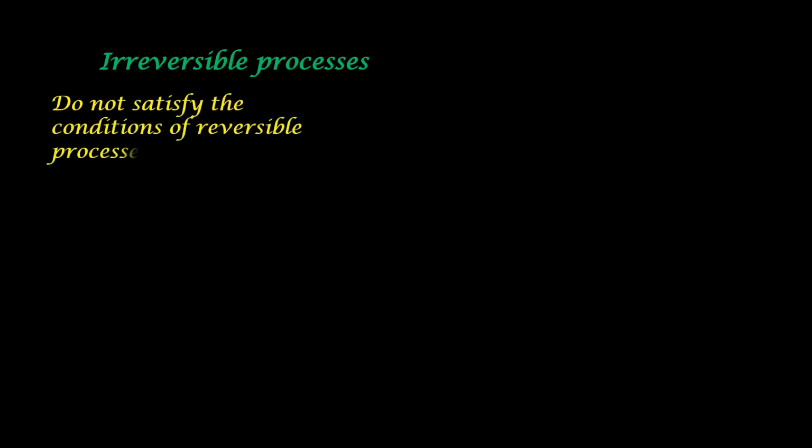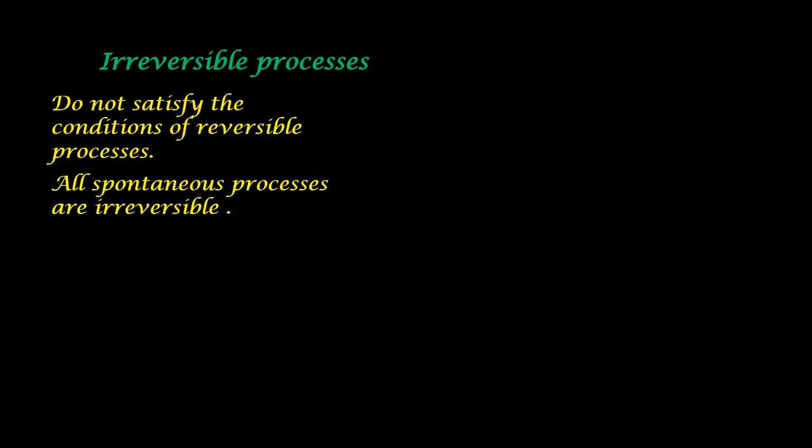We have already seen certain conditions that are required for a process to be reversible. If those conditions do not exist, then such processes will be irreversible. So we can say irreversible processes do not satisfy conditions of reversible process. All processes that take place spontaneously in nature are irreversible. They cannot be reversed because they proceed at a fast rate. Therefore, they become non-equilibrium processes. Such processes will not satisfy thermal equilibrium, mechanical equilibrium, or chemical equilibrium.